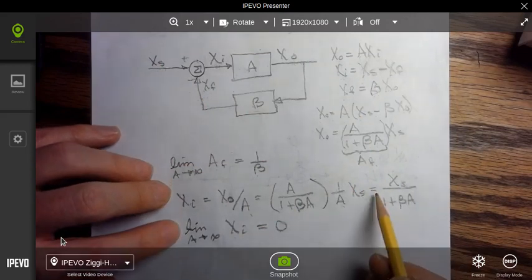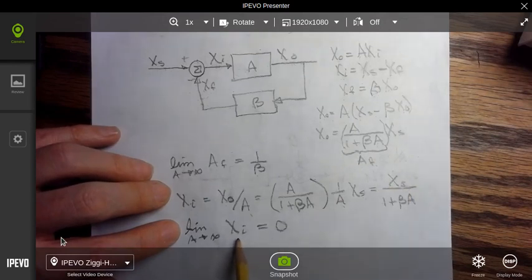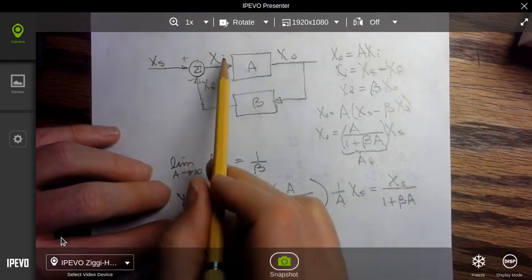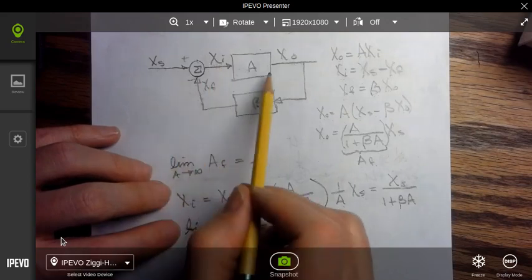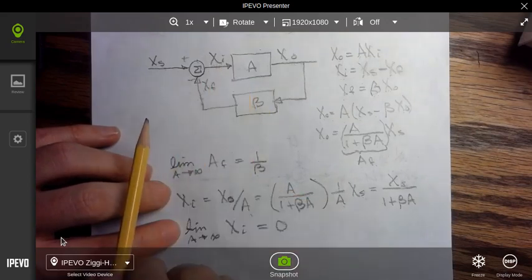Take the limit as A goes to infinity of this quantity right here, you will get 0 because A gets really big, and so the denominator gets large and you get 0. That means that this error signal goes to 0 as you have a larger and larger gain here.